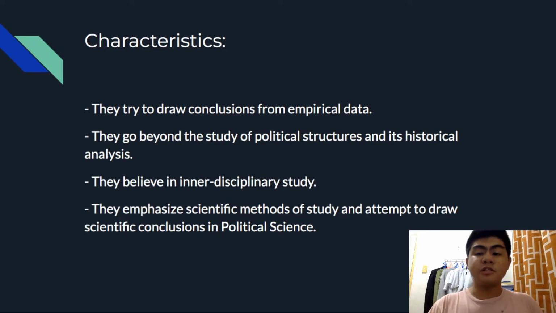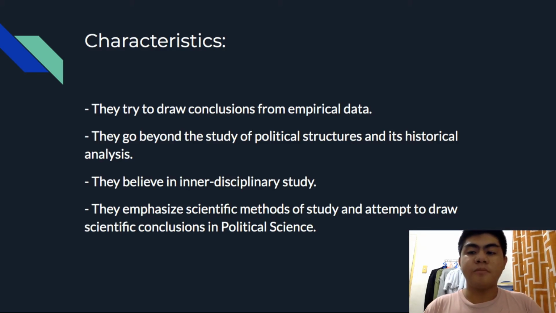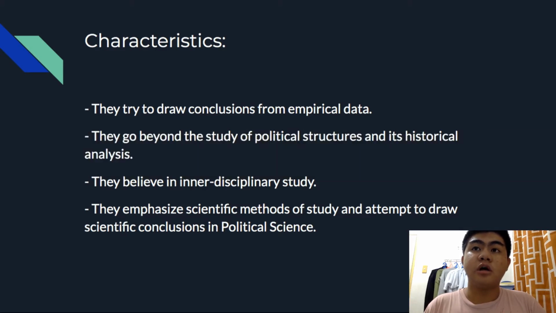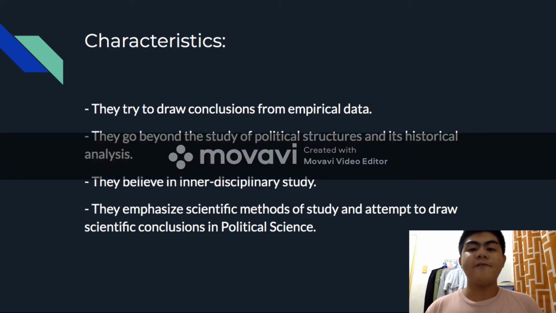Next, they go beyond the study of political structures and its historical analysis, or in other words, going beyond political structure and deriving from historical analysis, like from the earlier ages, from the Greek civilization up to the present. Third characteristic, they believe in interdisciplinary study. Last but not least, they emphasize scientific methods of study and attempt to draw scientific conclusions in political science.